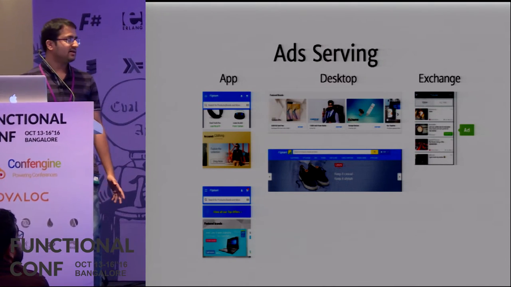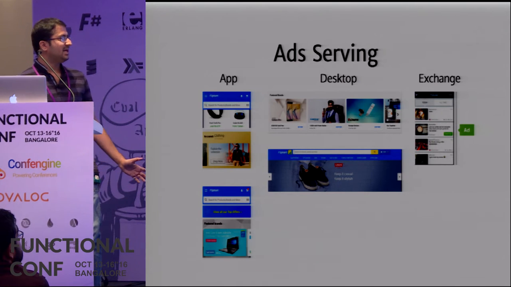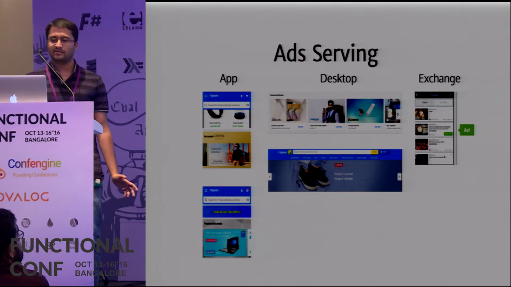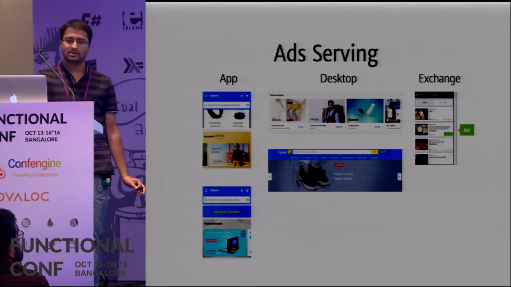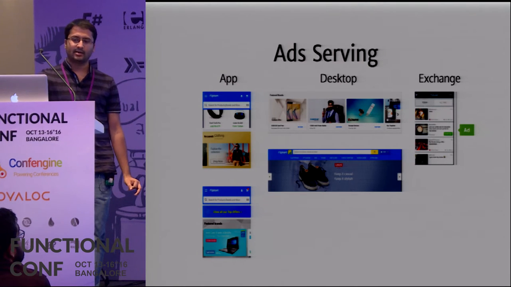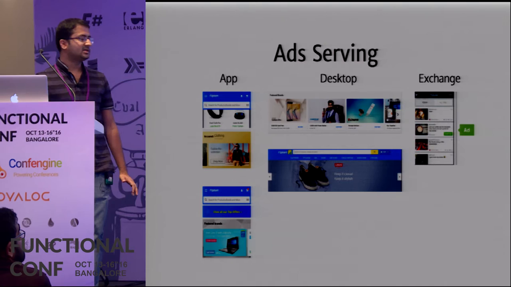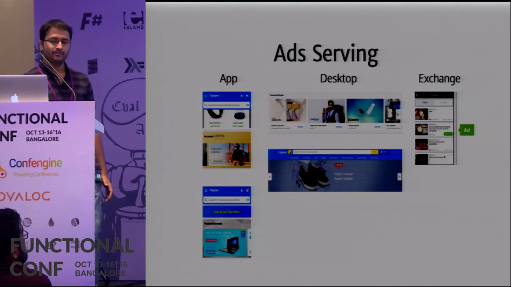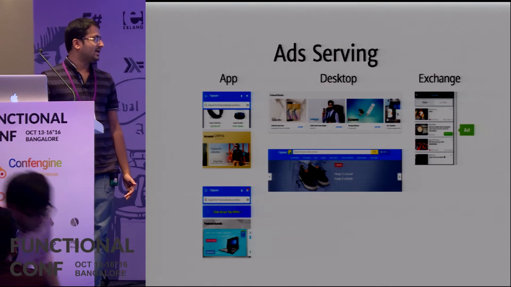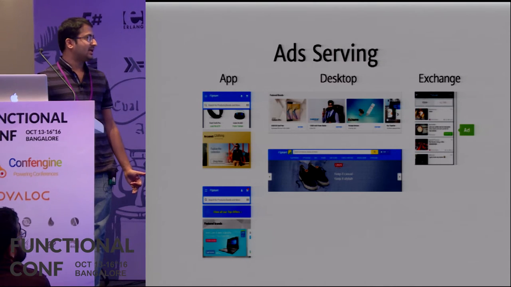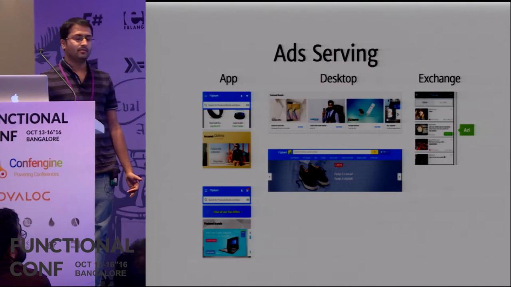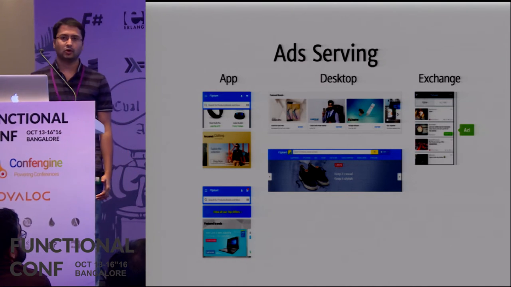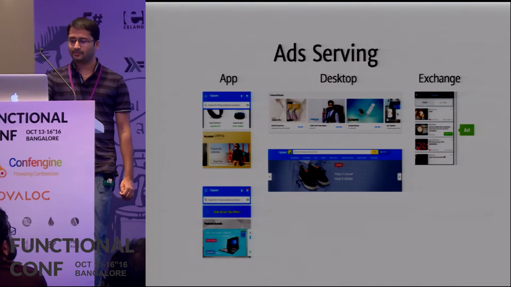So the ad serving system that we're going to talk about deals with three different clients. It serves ads for apps, desktop, and exchange. And in each of these clients, it serves ads in multiple formats. The ad which you're seeing here is a brand story ad on the app and a carousel ad on the app. Similarly, in the desktop, you're seeing a carousel ad and a widget ad. Exchange here refers to showing ads on a third-party publisher.